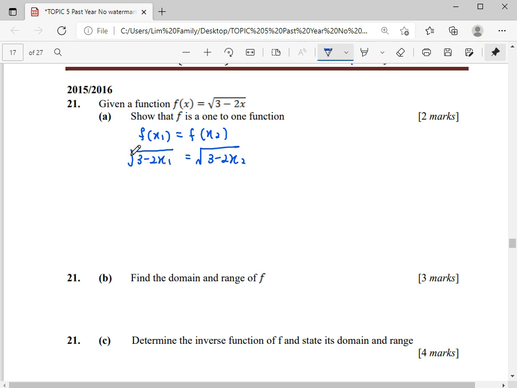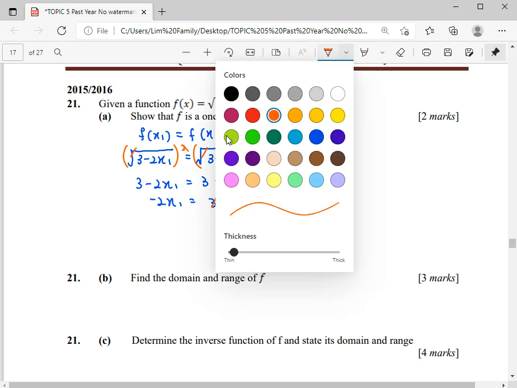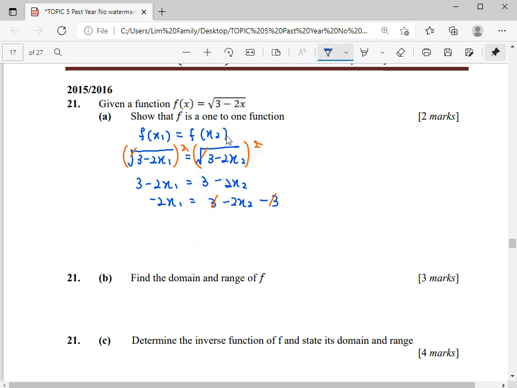In order to remove the surd, we have to square both sides. This is a surd equation. When we square both sides, we can remove the surd. Then we are left with 3 minus 2x1 equals 3 minus 2x2. We move the 3, it will be minus, so 3 minus 3 can be simplified. Simplify until we get x1.